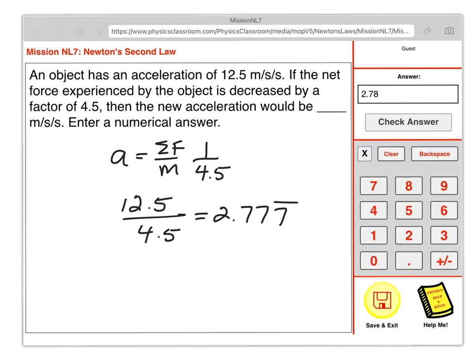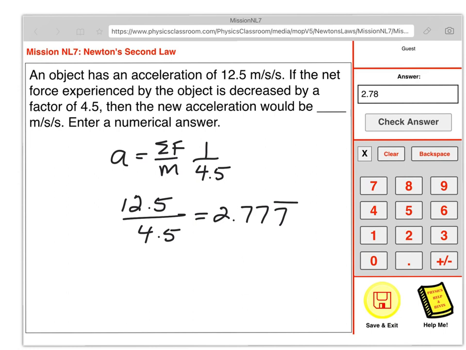Okay, this is what's called proportional reasoning. So acceleration is equal to this. If we decrease the force by a factor of 4.5, that means dividing by 4.5, then the acceleration would have to decrease by the same amount by proportion. So if I take the 12.5 meters per second squared and divide it by 4.5, I get this answer, and I rounded it to 2 decimal places.